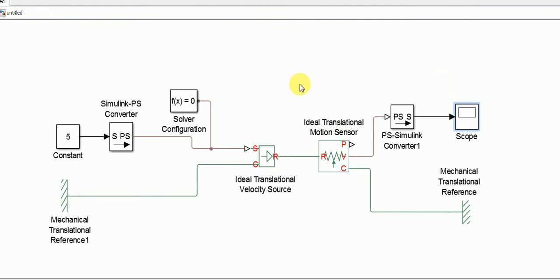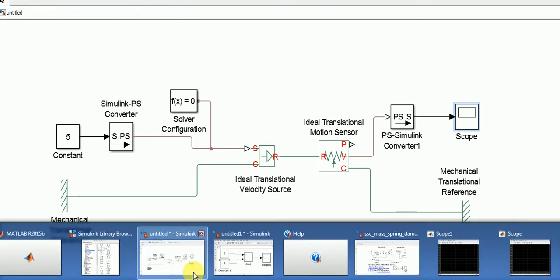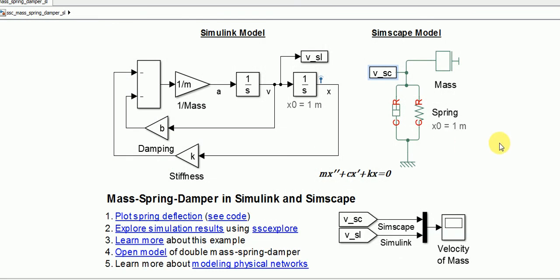So one question may arise in your mind, that if we can solve most systems with Simulink, why have MathWorks people designed Simscape? Why are they providing this Simscape? So the answer I will give you with one example. This is a simple spring mass system example solved with Simulink as well as Simscape model. This example you can find in the MATLAB help.